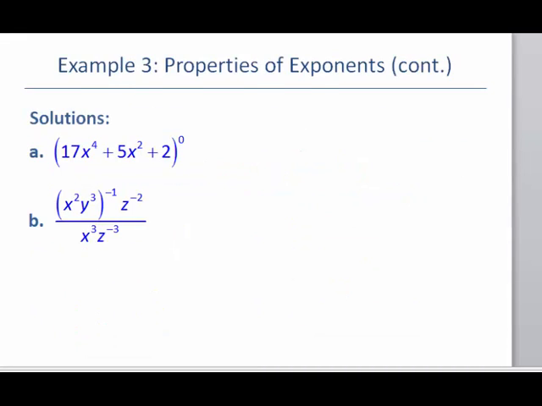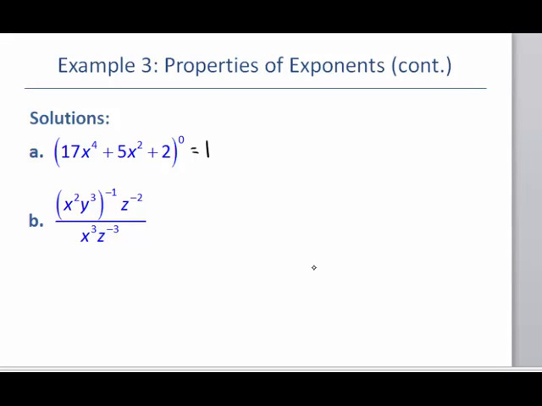Part A has this expression, 17x to the fourth plus 5x squared plus 2 in a set of parentheses, and it's raised to the 0 power. Okay, so what did we say about expressions being raised to the 0 power? That anything raised to the 0 power is always equal to 1. And so there's really very little for me to calculate here. We're just going to raise that to the first power.